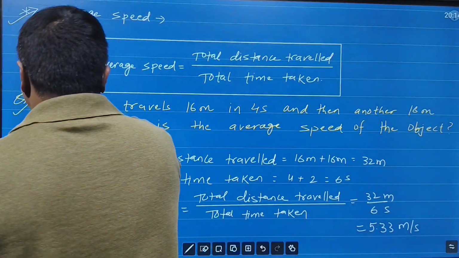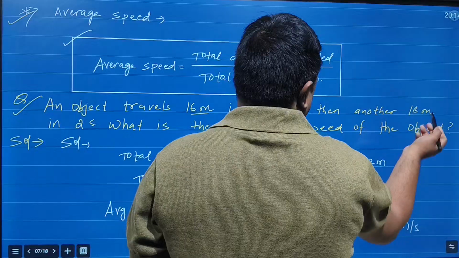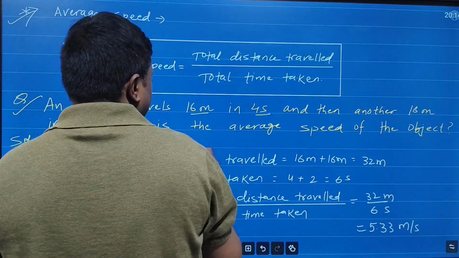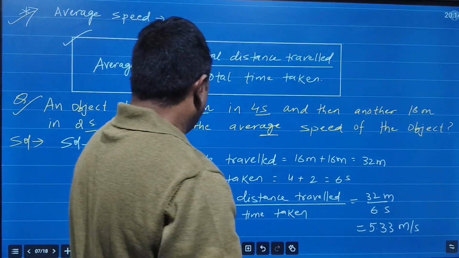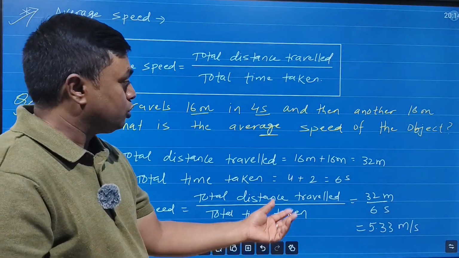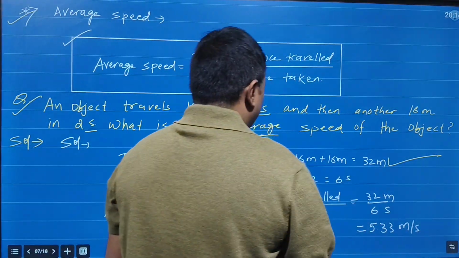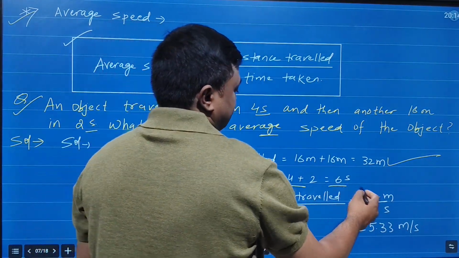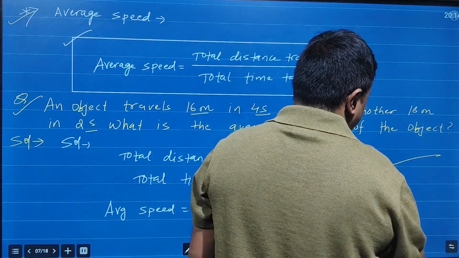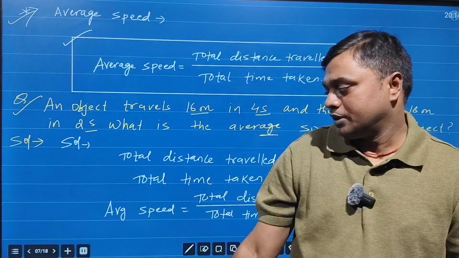Let's take one example. An object travels 16 meter in 4 seconds, then another 16 meter in 2 seconds. What is the average speed? Use the formula: average speed is total distance by total time. Total distance is 16 plus 16, that is 32 meter, and total time is 4 plus 2, that is 6. If you solve this, you will get 5.33 meter per second. These are textbook questions in CRT.